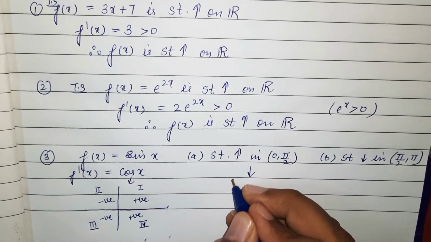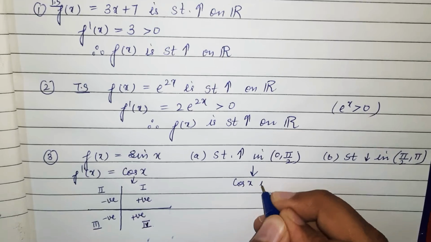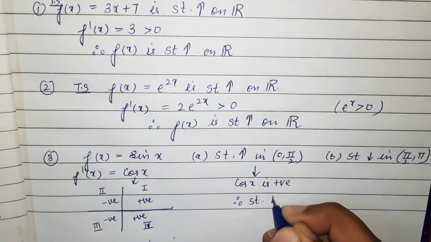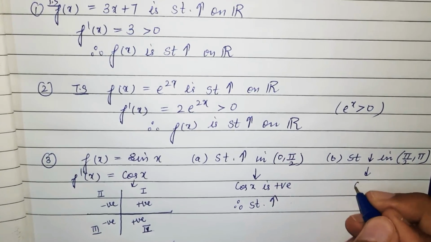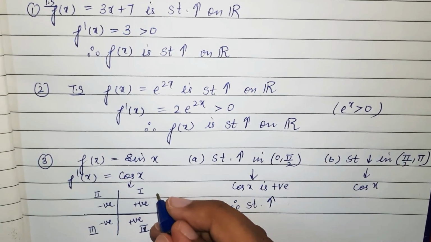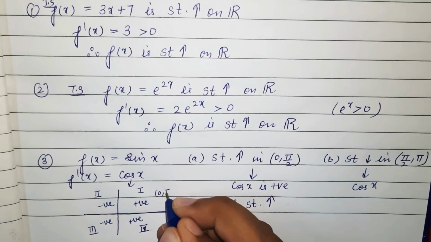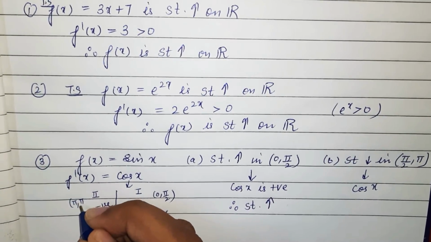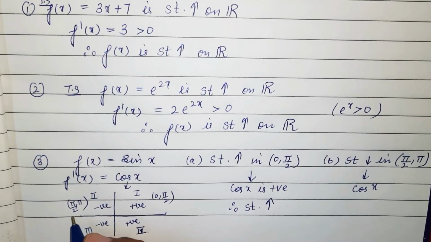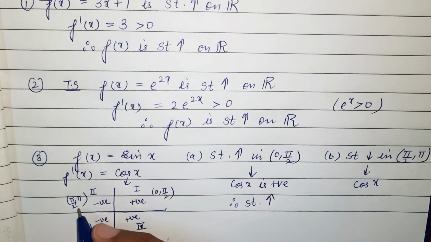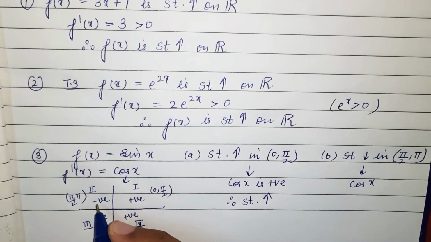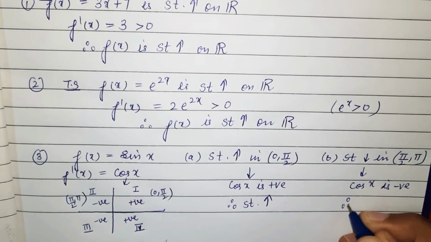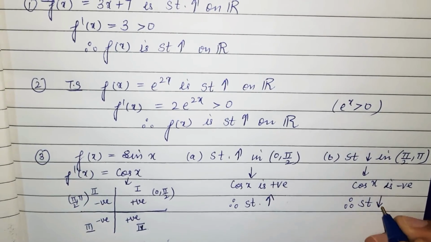In this interval, cos x is positive, so therefore strictly increasing. Here, this is 0 to pi by 2, and pi by 2 to pi, that means this will be your 90 to 180, the second quadrant. Cos x is negative, so therefore strictly decreasing.